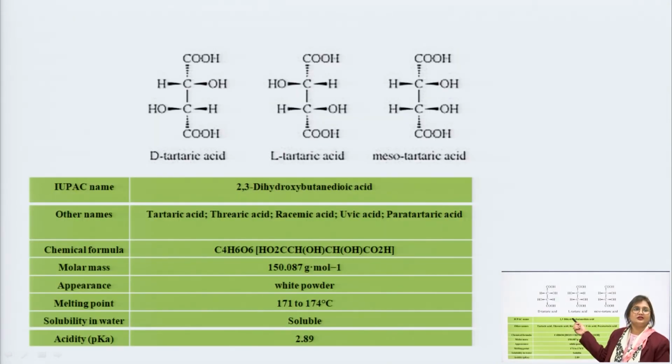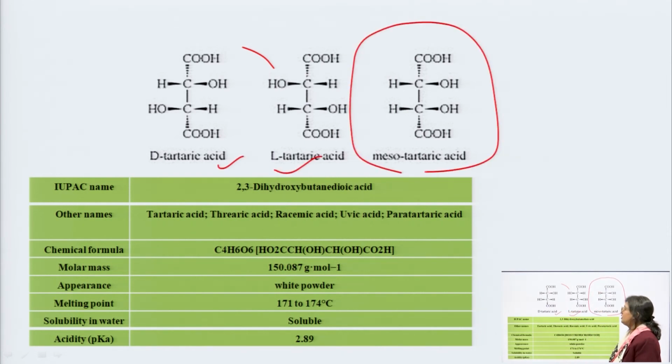So, this is the molecular structure of tartaric acid. The D and L forms of tartaric acid are given here, and this is the meso form of tartaric acid. The IUPAC name of tartaric acid is 2,3-dihydroxybutanedioic acid.